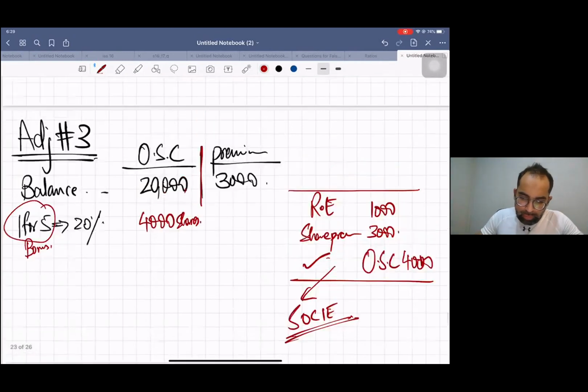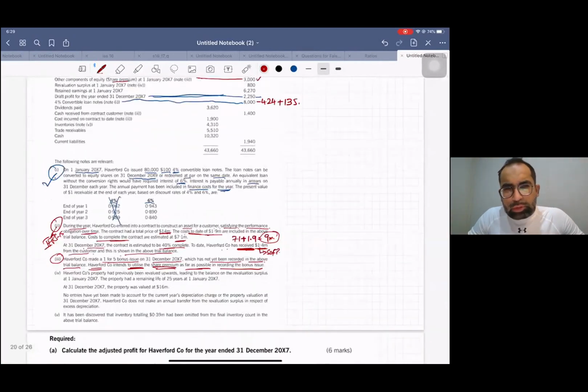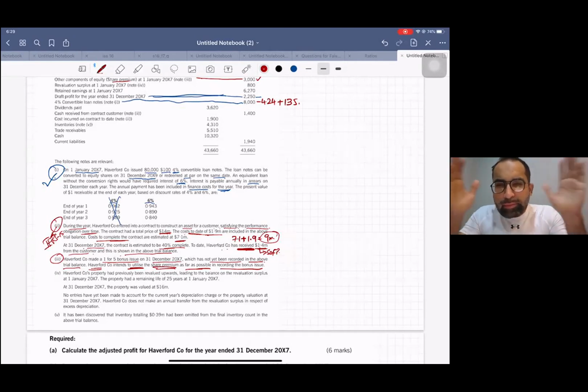Now next adjustment, the most famous adjustment of the F7 FR paper, IAS 16, revaluation. And I hope you remember these dialogues of your teacher. Whenever you see a revaluation or impairment question, always look at the date of revaluation or date of impairment. Very important thing.